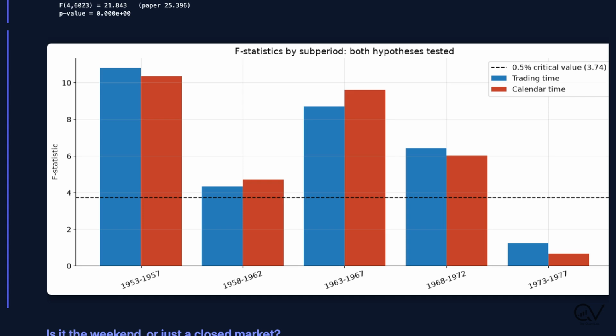In that final block, neither model can be rejected, and French says so plainly in the paper rather than burying it. That is what an honest empirical result looks like. The effect is strong, persistent, and it weakens at the end of the sample.